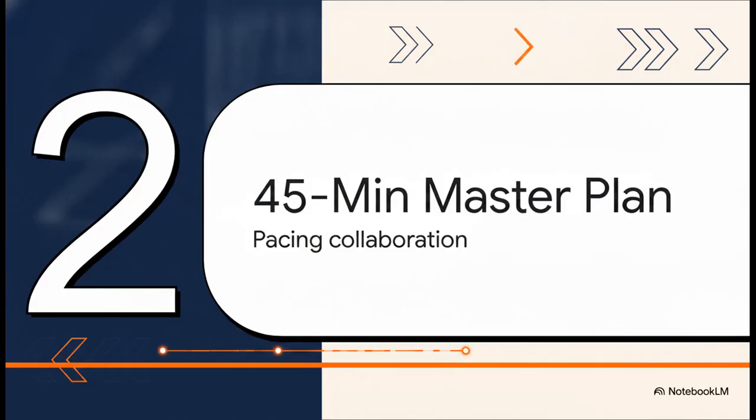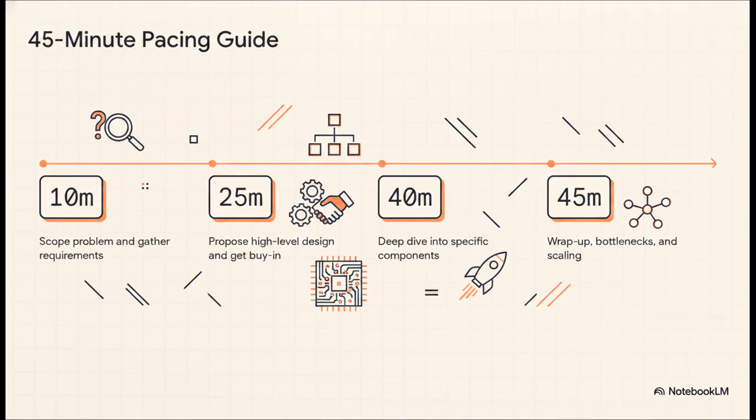Moving right along to Section 2, the 45-minute master plan. This is all about pacing your collaboration. Here is your clock management strategy. A typical 45-minute window breaks down into 4 heavily structured phases. The first 10 minutes, strictly for scoping the problem. Then, up to the 25-minute mark, you're proposing your high-level design and getting buy-in. From minute 25 to 40, you dive deep into specific components. And finally, you save those last 5 minutes to wrap up, talk about scaling, and identify bottlenecks. Sticking to this pacing is absolutely crucial so you don't run out of time on the things that actually matter.